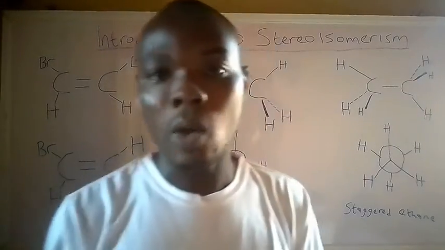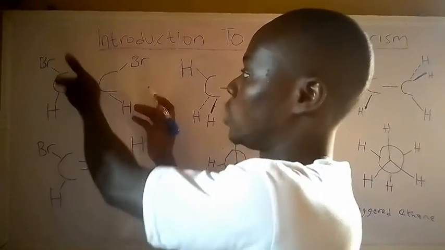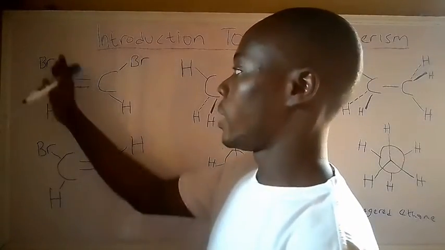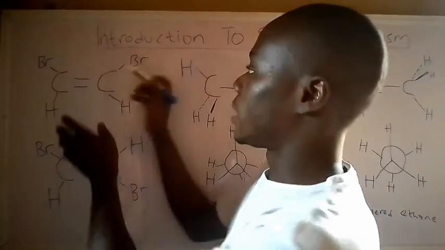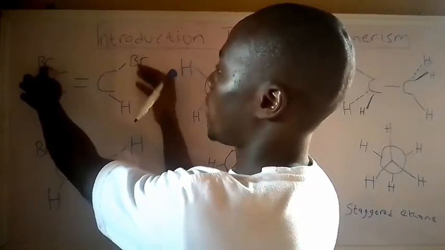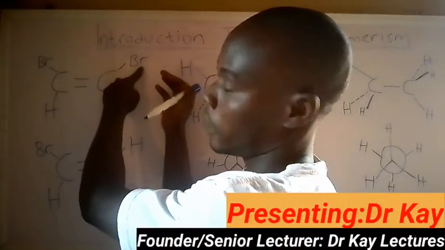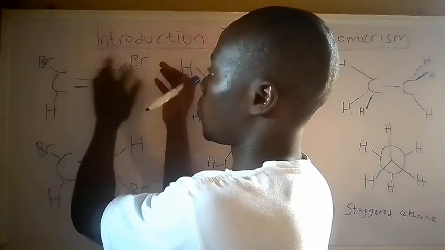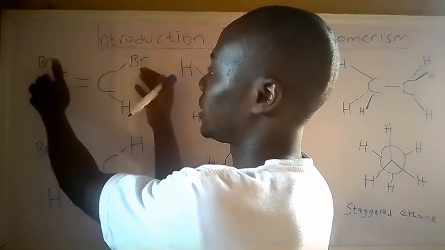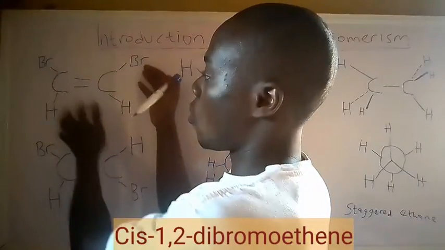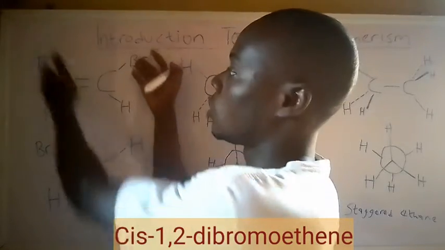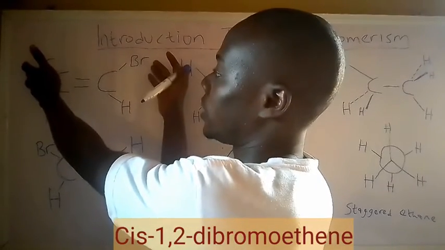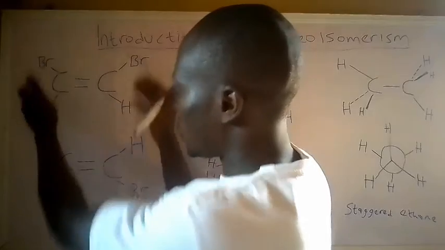Let me first illustrate this with dibromoethene. Look here. We have our bromine up here, and we have the second one up here. So this is an example of what I call cis 1,2-dibromoethene. This is because they are on the same side. Are you getting it?